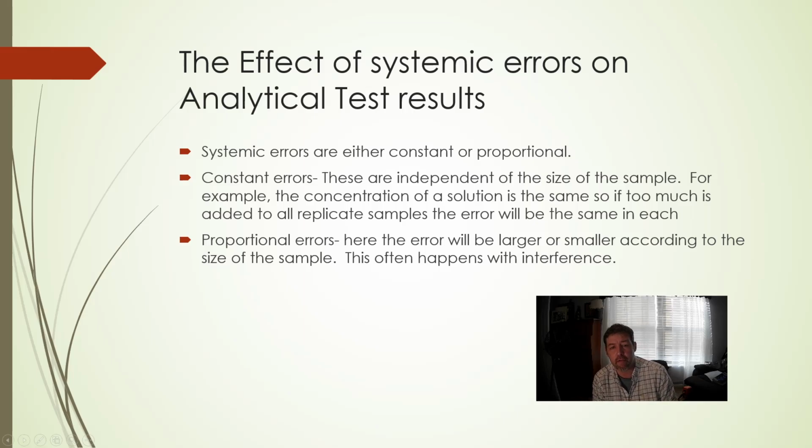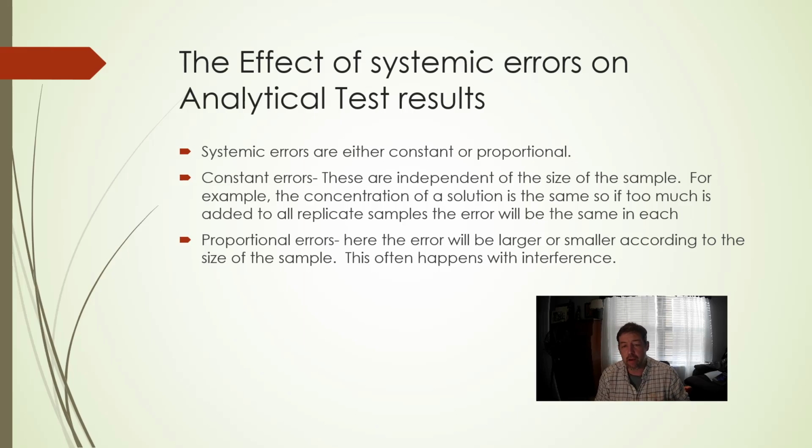Effects of systemic errors on analytical test results, again, they're either constant or proportional, right? A constant error is independent of the size of the sample. For example, the concentration of a solution is the same. So if too much is added to all the replicates, the sample error will be the same in each.